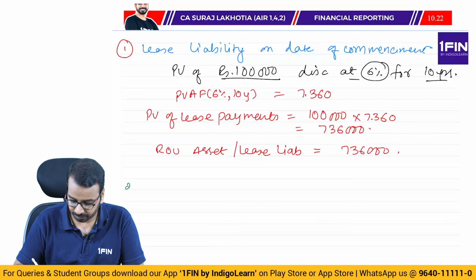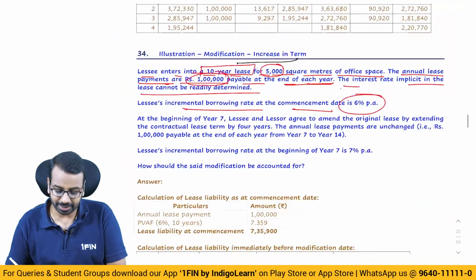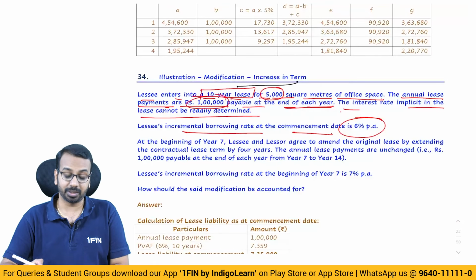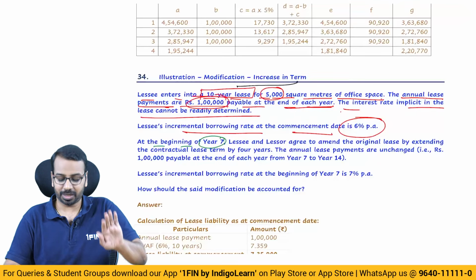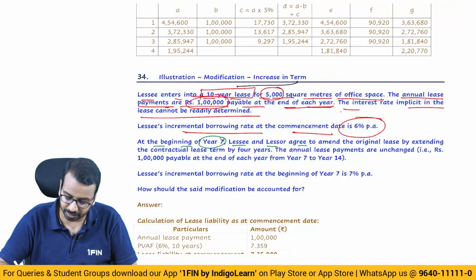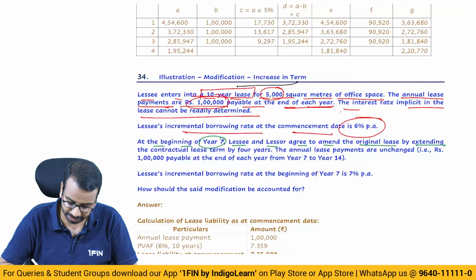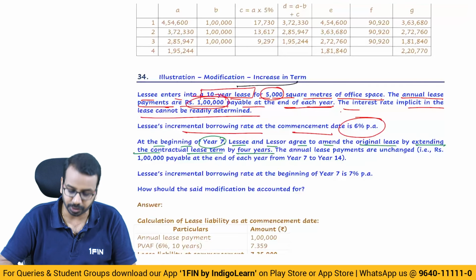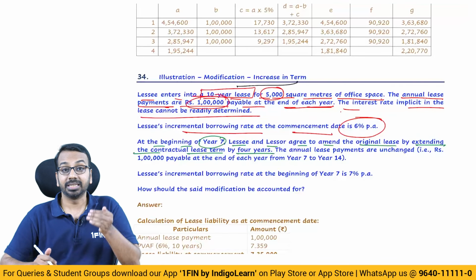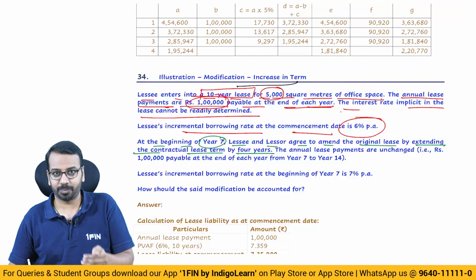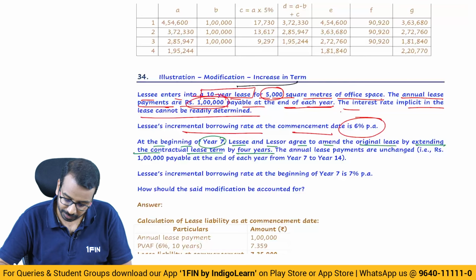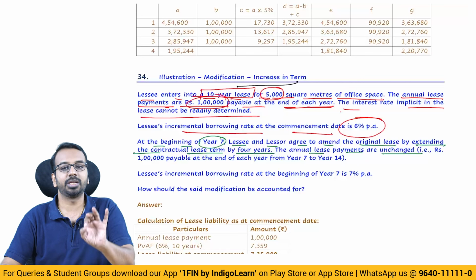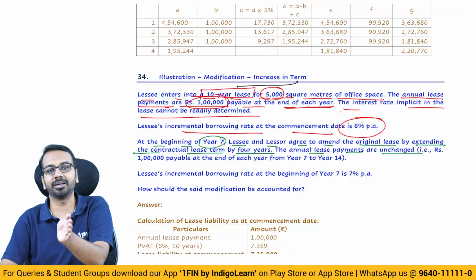After that, what we need to know is on the date of modification. Now, what has happened in the modification? At the beginning of year 7, means 6 years have passed by, lessee and lessor agree to amend the original lease by extending the contractual lease term by 4 years. Now, they are extending it by 4 years. There is an increase in term. There is no reduction. There is an increase in term. Okay. The annual lease payments are unchanged. So, lease payments are unchanged. They are just increasing the lease term.